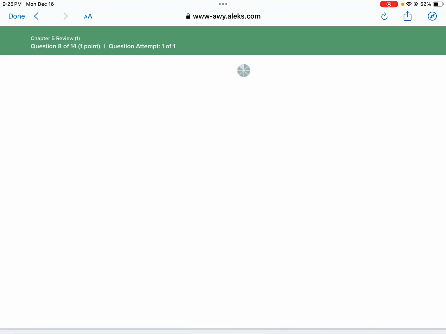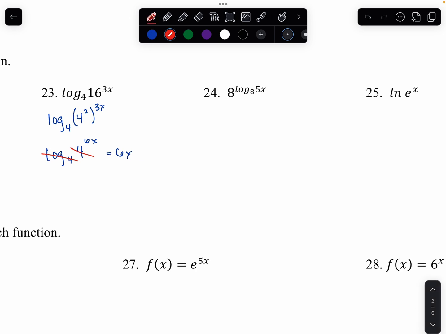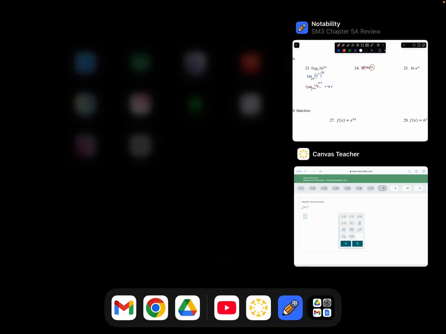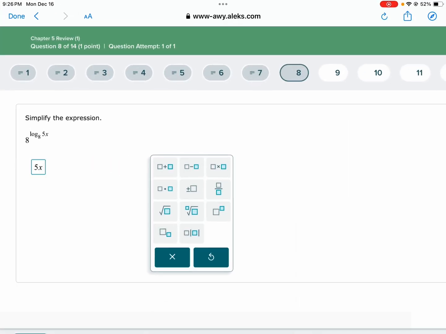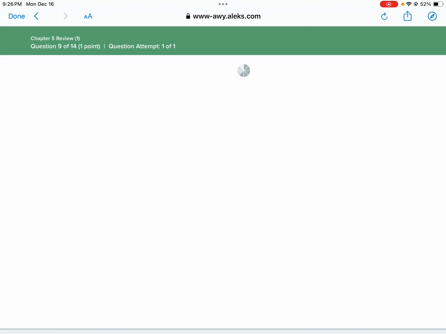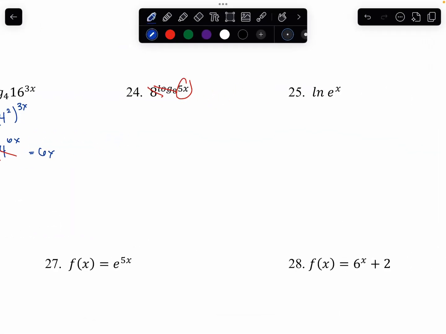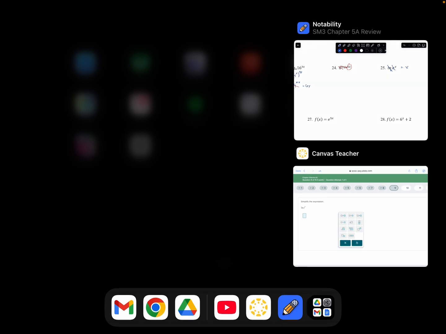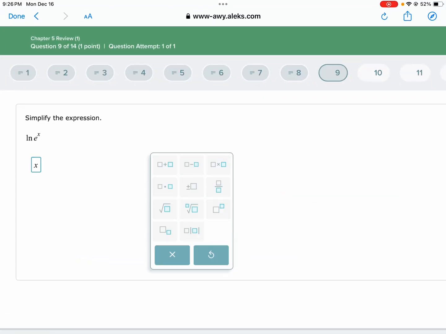And then for the next one, we have an exponential with a logarithm of base 8, so that's just going to leave me with 5x. So right here, that's just going to be 5x. And then for this next one right here, this one is just going to give me x, since natural log is a base e logarithm, so those will cancel, leaving me with just x.